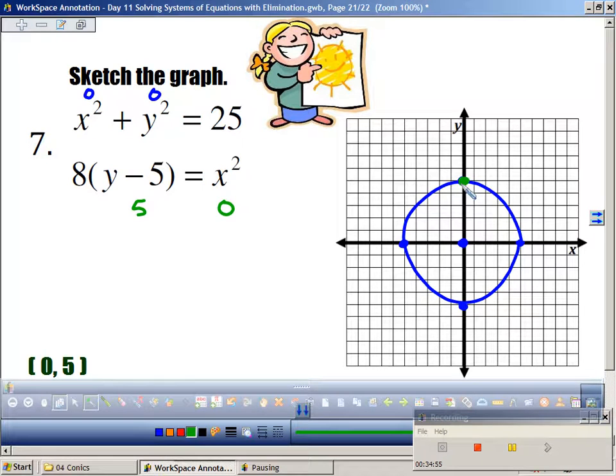It's 8 wide. If it's 8 wide, what's p? So I go up 2. That's my focus, and out 4 on each side. There's my parabola. I only have one intersection. It's not complicated. It's just a lot. Okay? That was the hardest one.